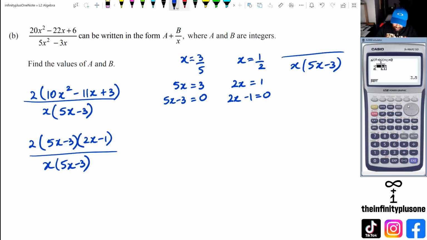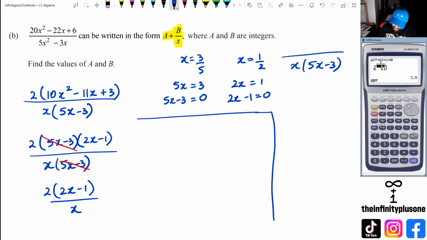Now at this point, I can see that there are two common factors. I can cancel those two things out, and what I'm left with is just 2x minus 1 divided by x. But unfortunately, this is not in the format of a plus b over x. So I still have to do a little bit of extra work here.